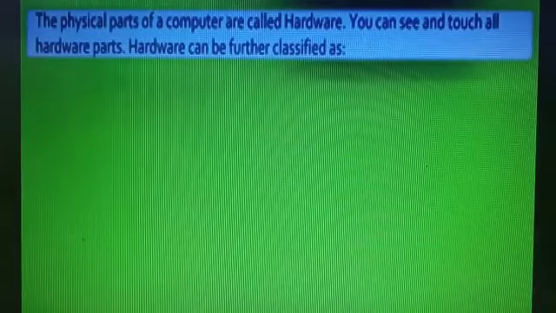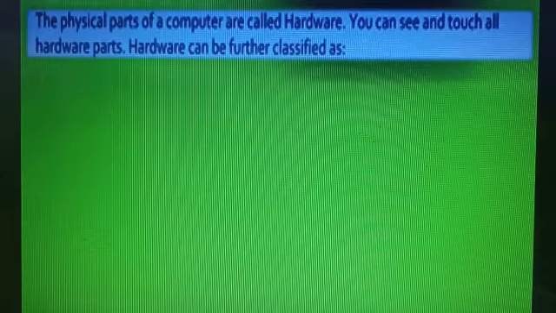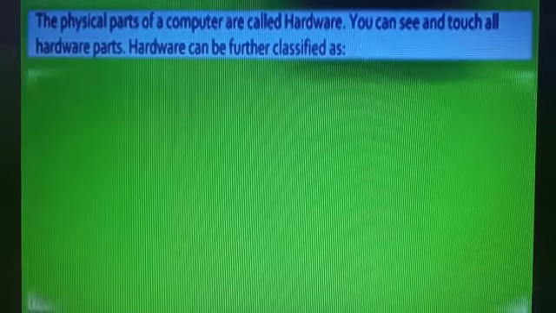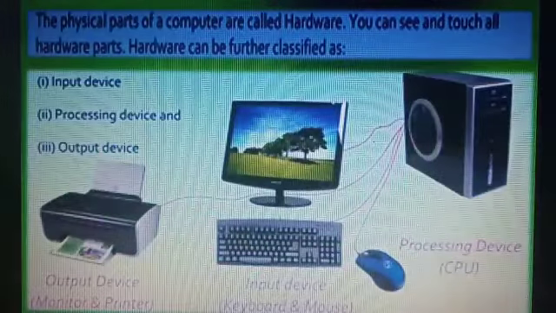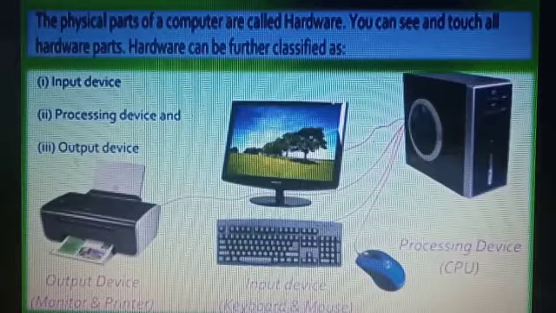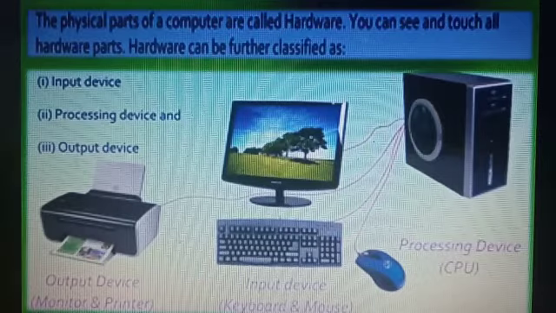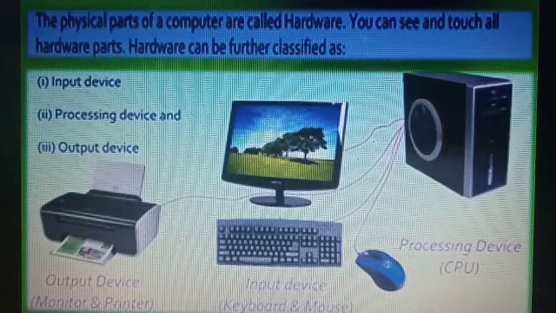The physical parts of a computer are called hardware. You can see and touch all hardware parts. Hardware can be further classified as input device, processing device and output device. You can see the picture of output, input and processing devices. We also have the IPO cycle: input, process and output.